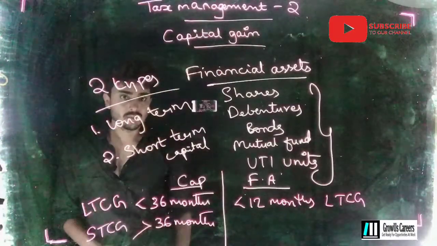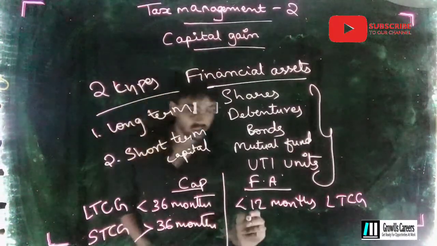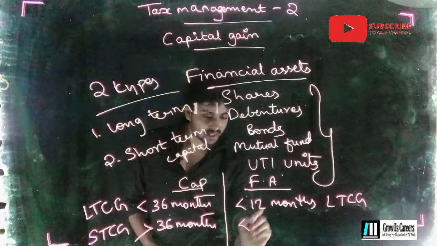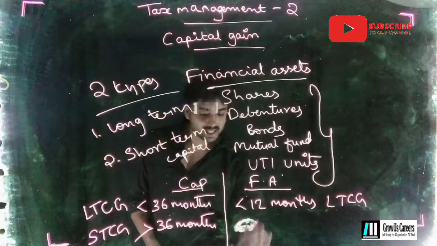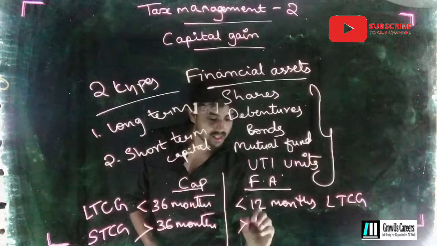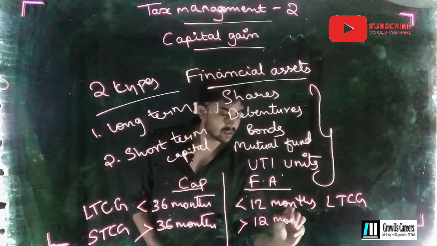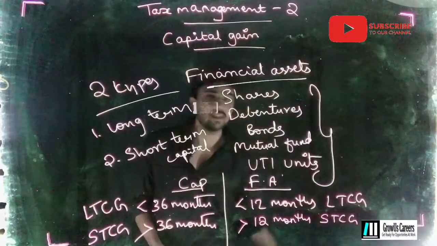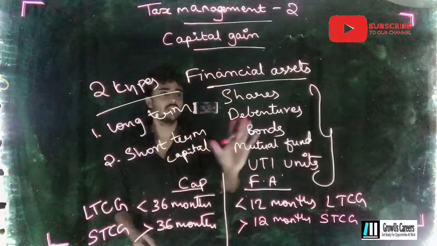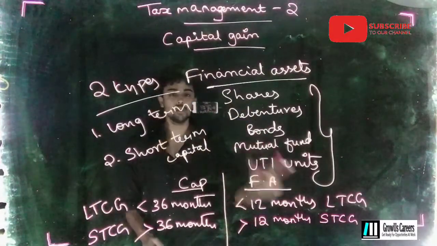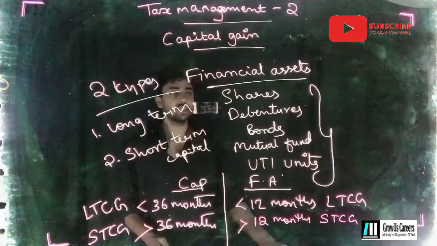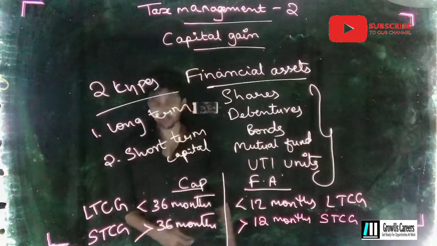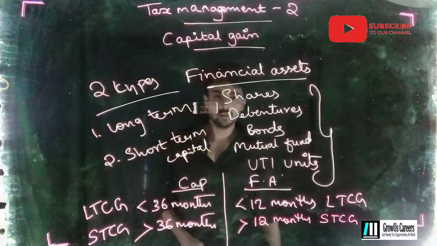and any financial asset which is held by an assessee for less than 12 months will be considered as short-term capital gain. I hope you have understood till now. Next we will go to the pro forma or format of capital gain, where we will learn how to solve any capital gain problems.